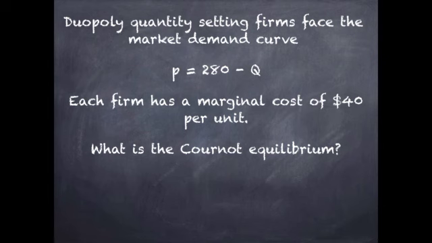Duopoly quantity setting firms face the market demand curve P equals 280 minus Q. Each firm has a marginal cost of $40 per unit. What is the Cournot equilibrium?